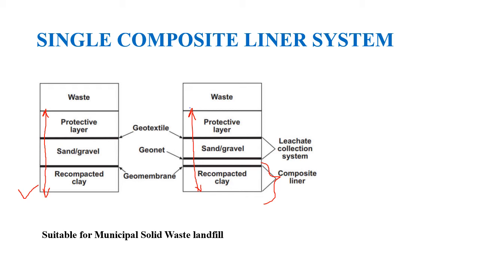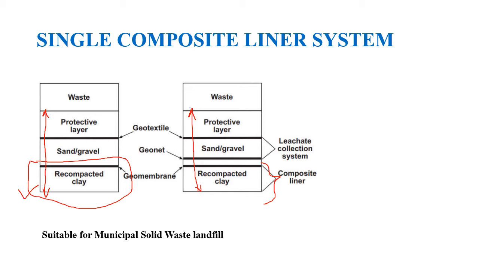Then in the next section, below the waste and the protective layer, you can make this entirely with your geotextile. You can show the geotextile layer, then geonet, then finally geomembrane and recompacted clay as the barrier system. That way also you can show. But in both sections, make sure that you show two barrier materials, one a polymeric material and one a natural material, which are used as a collective barrier system. That is the only thing.